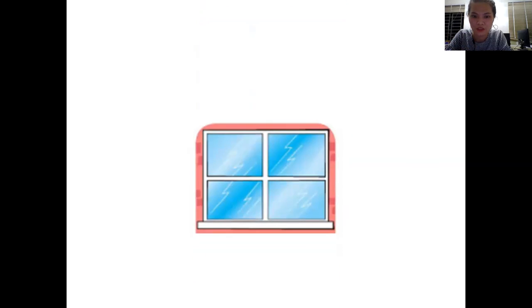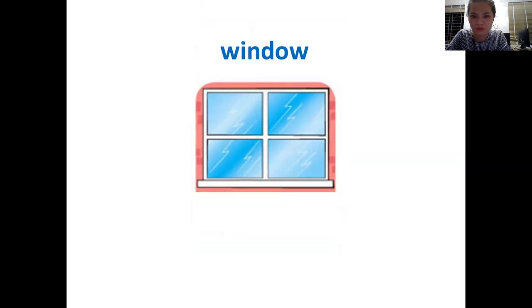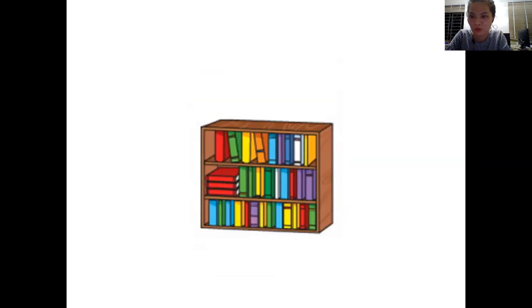The next one. What is this? Window. Window. Okay. Window. This one. What is this? Bookcase. Bookcase. Bookcase.